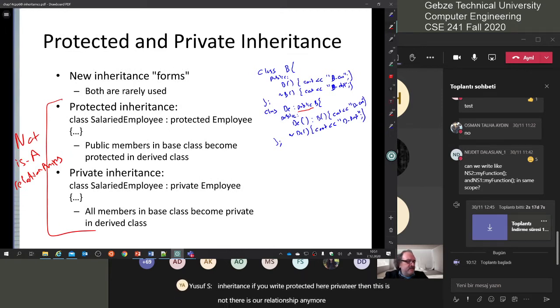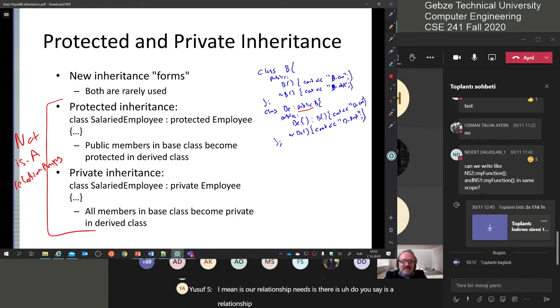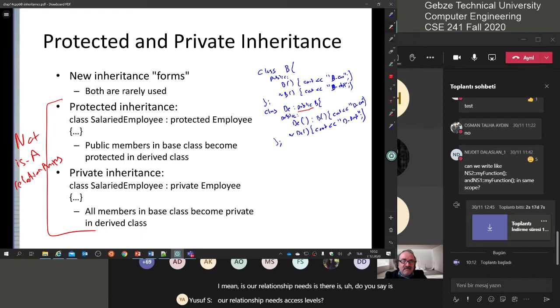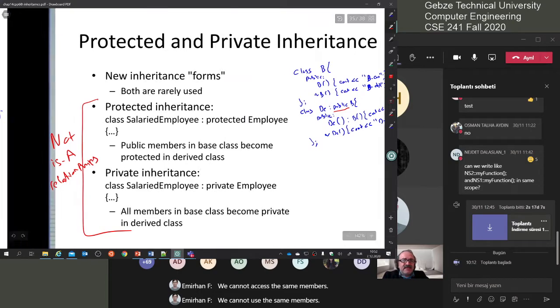Why do I say that? Access levels are different. What do you mean? Do you say an is-a relationship needs access levels? So explain your answer a little bit. We cannot use the same members. Exactly, we cannot use. Remember what I said before?